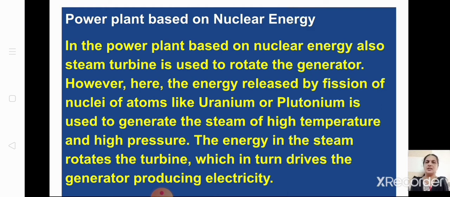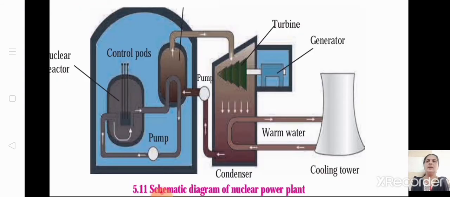So fission reaction takes place. Now we have learned about what a fission reaction is. Inside the plant there is a fission reaction. You can see here, this is the nuclear reactor, where the fuel, that is uranium or plutonium, is taken, and when the fission reaction takes place, the water boils and is converted into steam of high pressure and temperature that rotates the turbine, which is connected to the generator to produce electricity.